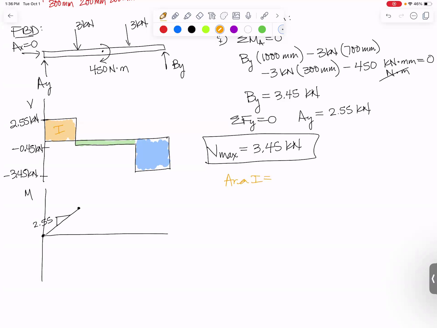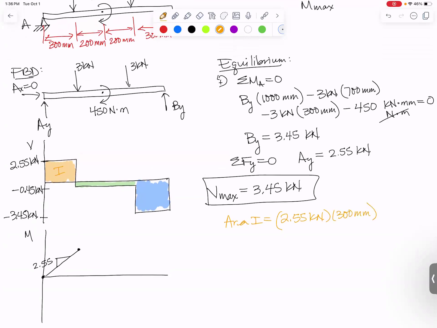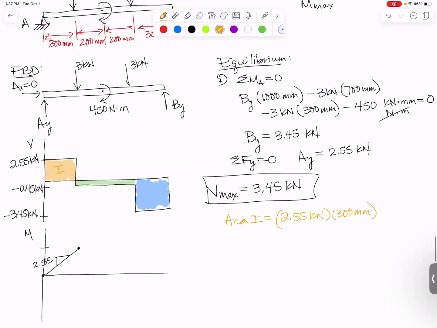Area 1 equals, it's just a rectangle, so it's 2.55 kilonewtons. And the length that that acts over is 300 millimeters. If I multiply kilonewtons times millimeters, I end up getting Newton meters. If I multiply those out, I get 765 kilonewton millimeters, which is also equal to Newton meters. So our max value here is going to be 765. That's at the end of the orange rectangle.